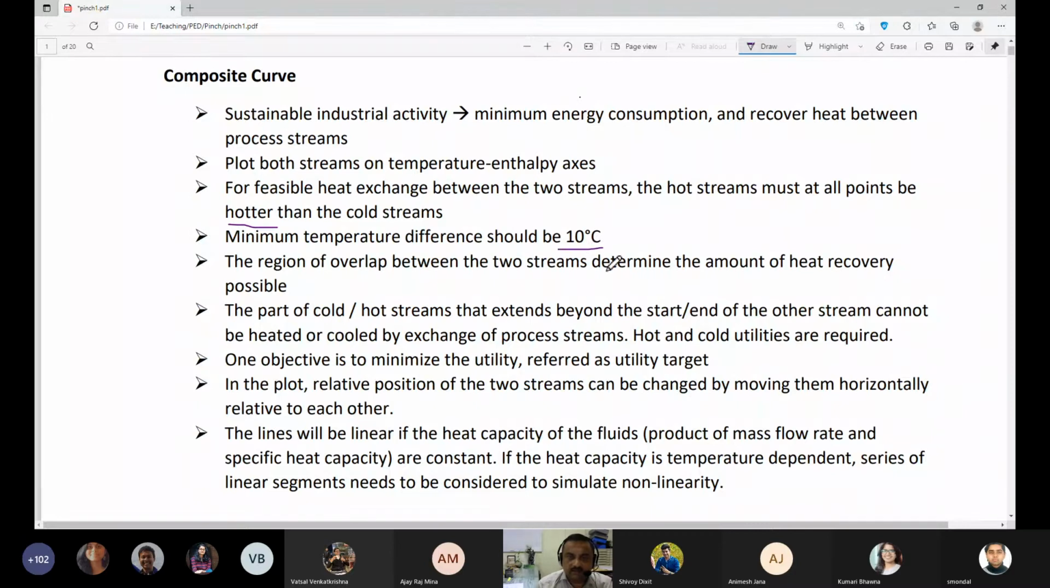The region of overlap between the two streams determines the amount of heat recovery possible. So heat recovery, that means heat exchange from the other process fluid, is possible. The part of the cold or hot streams that extends beyond the start or end of the other stream cannot be heated or cooled by exchange of process streams. So hot and cold utilities are required.